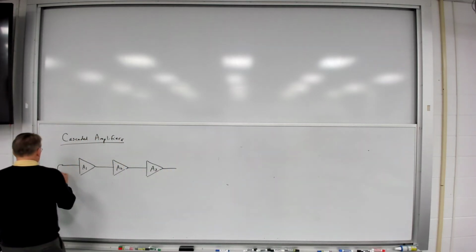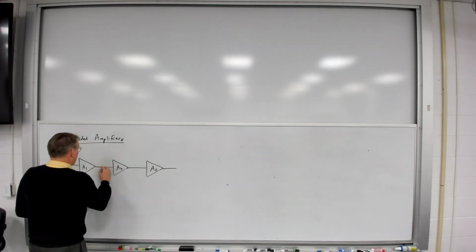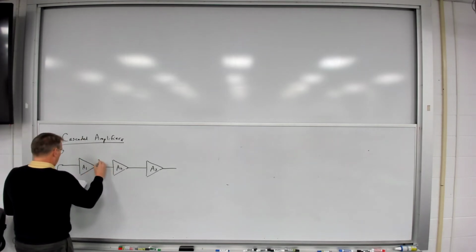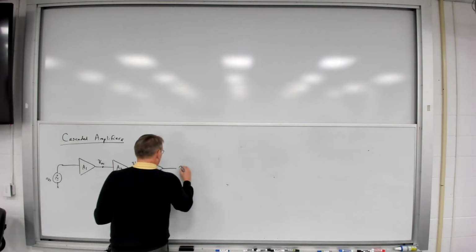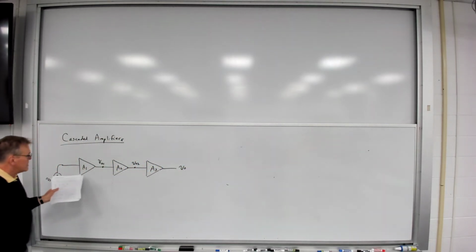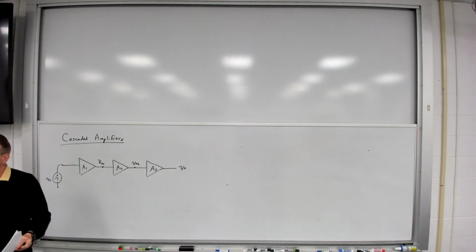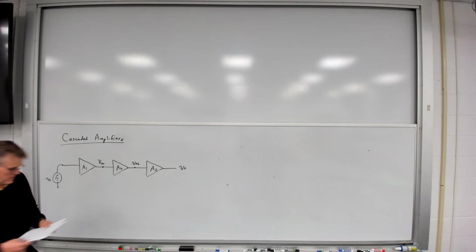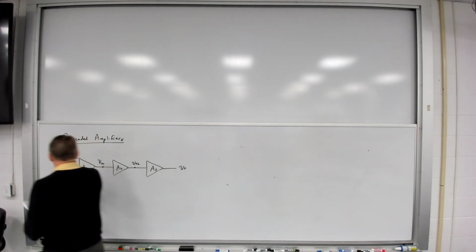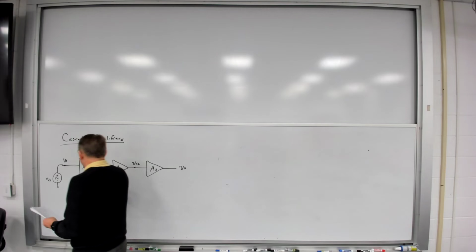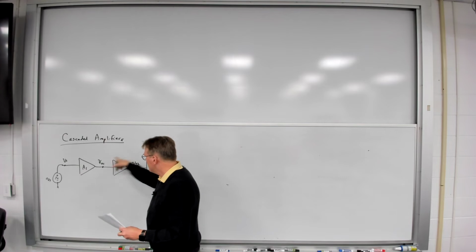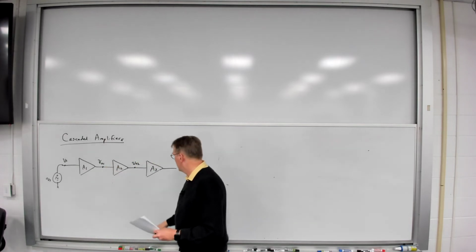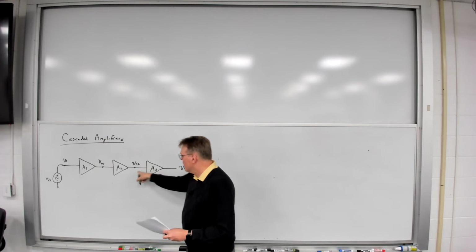So in this case, here's my VS. And so in this case, these 3 amplifiers are chained together. What is the gain of this system? Well, in this case, this is VS. So for A1, the gain is VO1 over VS. For A2, the gain is VO2 over VO1. For this amplifier, the gain is VO over VO2.